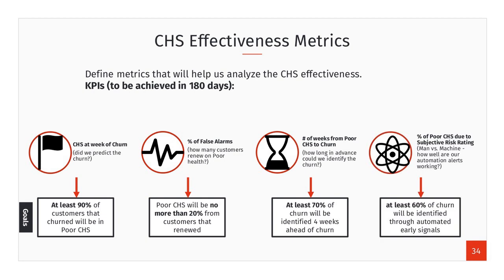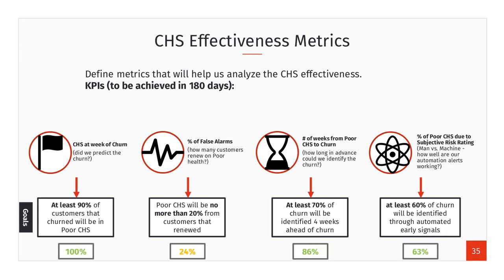The last KPI, I call it man versus machine, because it's the number of the poor customer health score churn due to subjective risk rating. So I want at least 60% of the customers that churn to be identified through automated early signals and not through CSM sentiment. So this was my commitment for the second version of the customer health score.